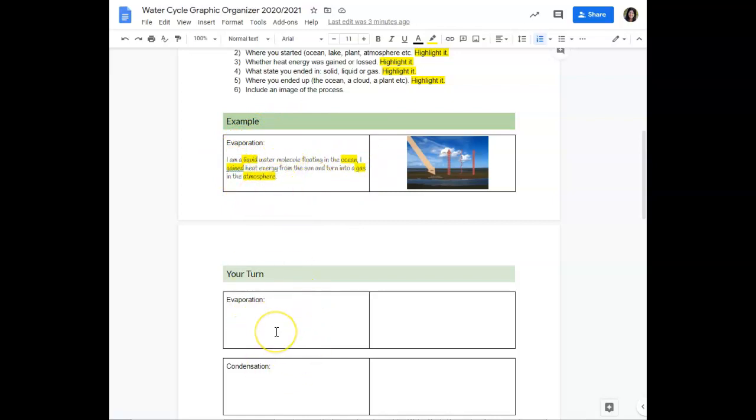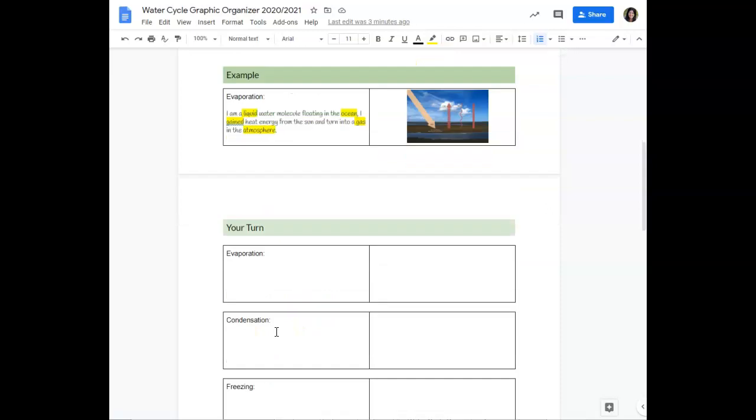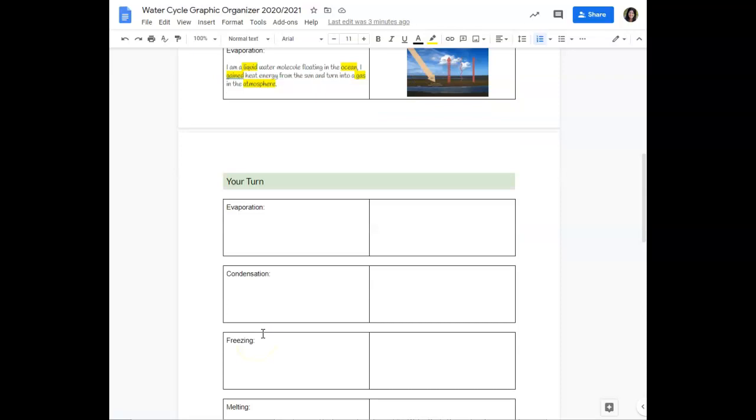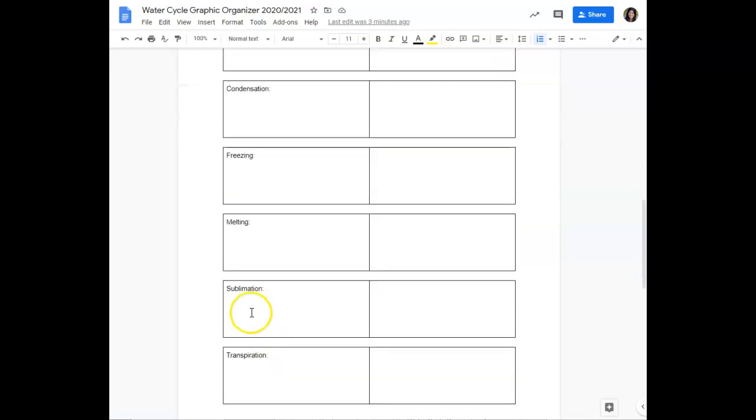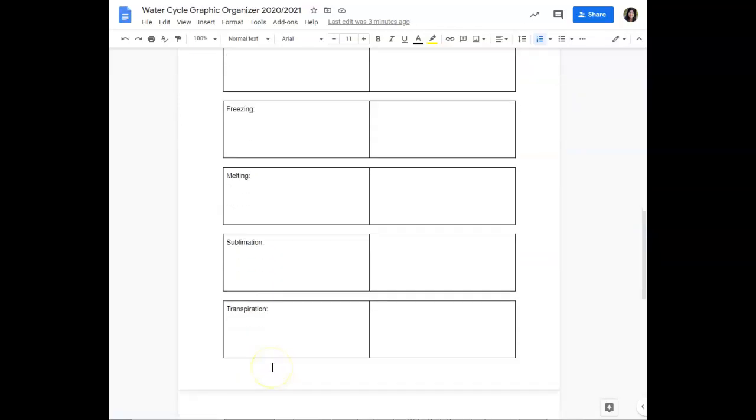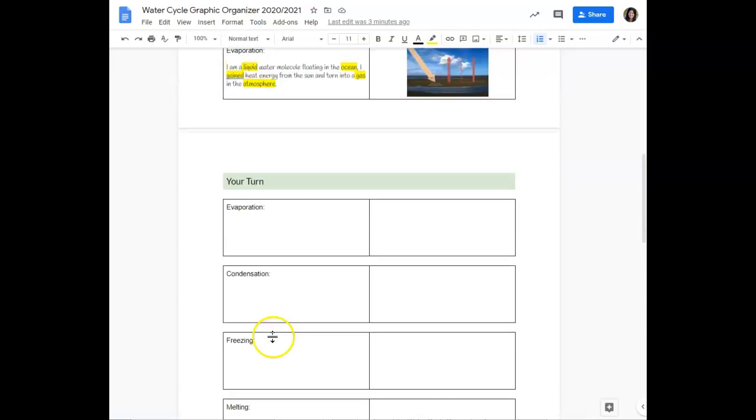So after you do evaporation, do condensation. Talk about where you start. Are you starting as a liquid, solid, or a gas? Where are you before you condense? Talk about whether heat energy is being added or lost. And then where you end up after you have condensed. Do that for evaporation, condensation, freezing, melting, sublimation, and transpiration. Okay? And let me know if you have any questions.